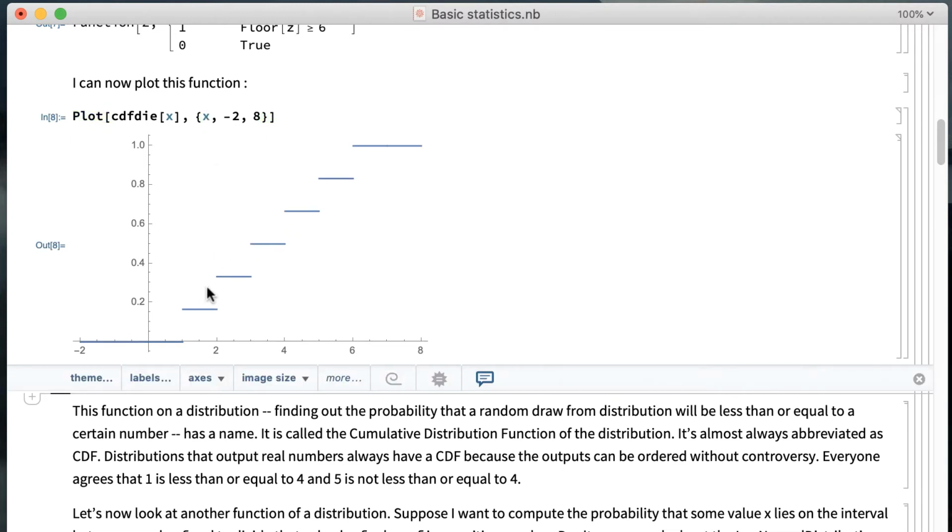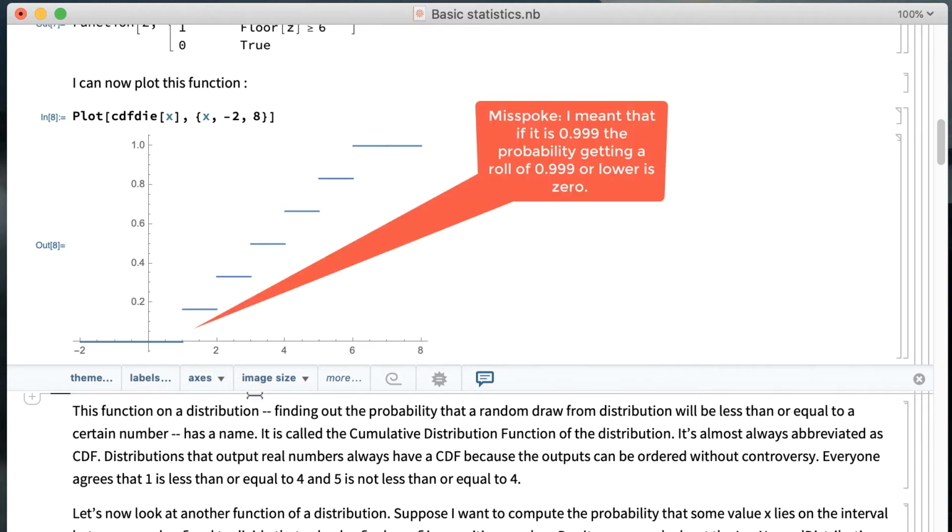And we can see that in these in-between values, like 1.3, 1.7, the cumulative probability doesn't change because there are no rolls of 1.3 or 1.7. And similarly, when it's 8, the probability of getting a roll less than or equal to 8 is 1. And if it's less than 1, the probability of getting a roll less than or equal to 1 on a conventional die is 0.